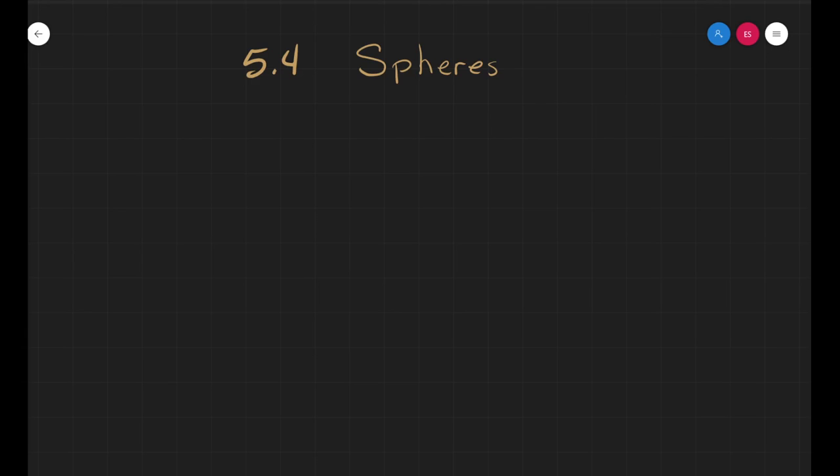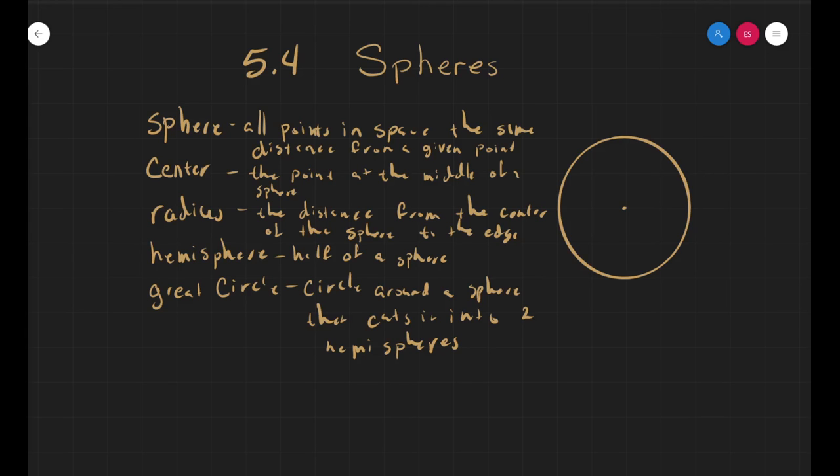Before we get started, there's a couple definitions, a couple words you want to have at your disposal when you're talking about spheres. They are sphere, center, radius, hemisphere, and great circle.